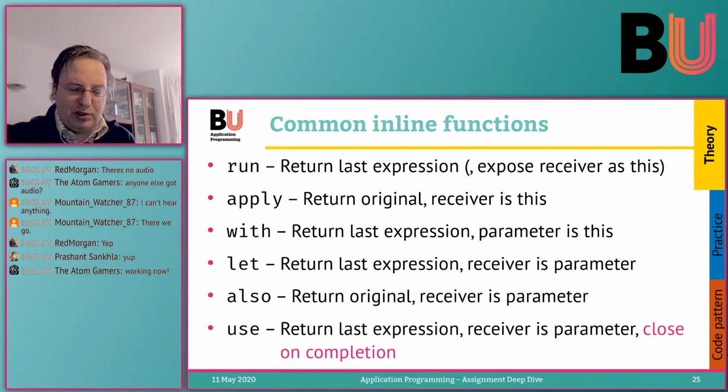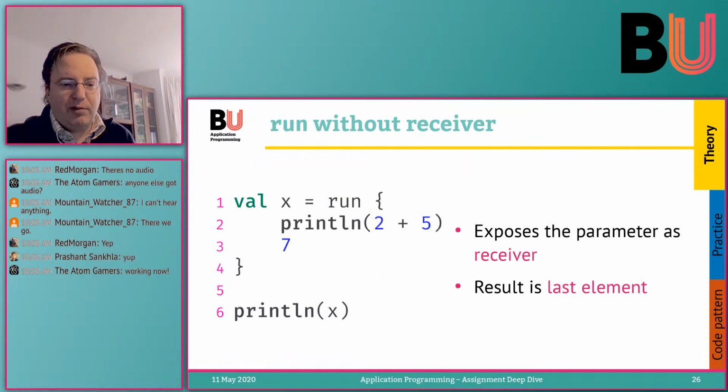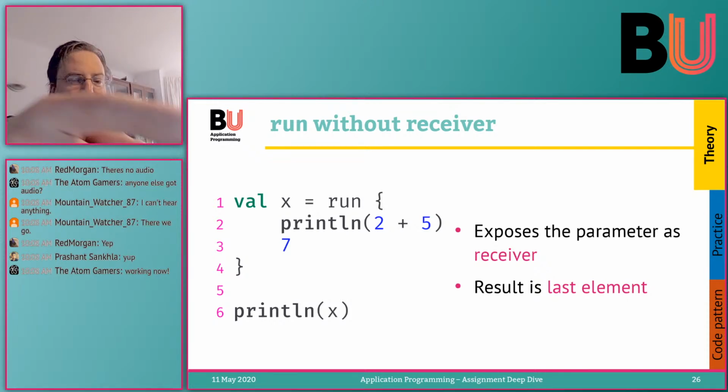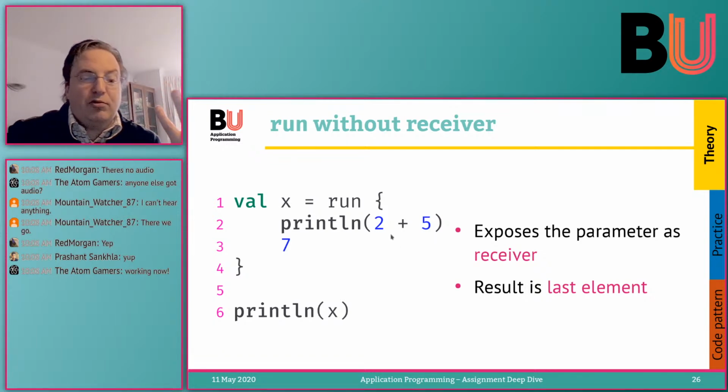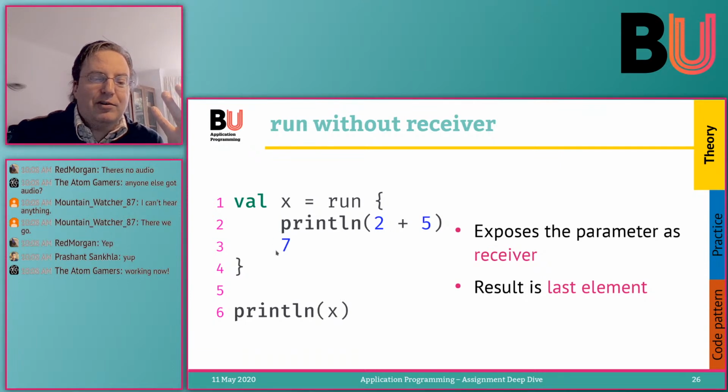So I will not ask you exactly what does which one do, but you want to have a look at how they work. So this is, for example, how run works. So the run function takes a lambda parameter. So the curly here defines the lambda, and we print our line. So this calls print line, and it returns. And then there's the 7. This is the last expression.